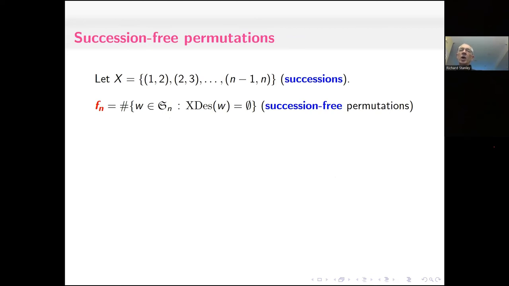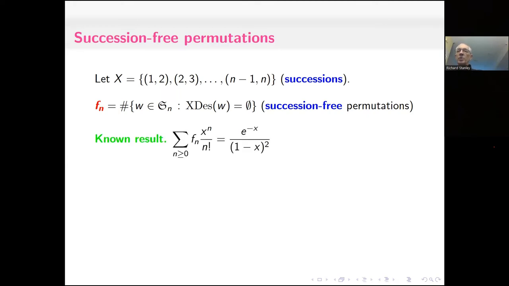Now let's turn to a class of X descent sets that behave very nicely. Namely, we'll just let X be pairs of consecutive integers, 1, 2, 2, 3, up to n minus 1, n. These pairs, in the literature on these kinds of permutations, are called successions. Let Fn be the number of permutations in Sn whose X descent set is empty. These are called succession-free permutations, permutations for which you never have I followed by I plus one.